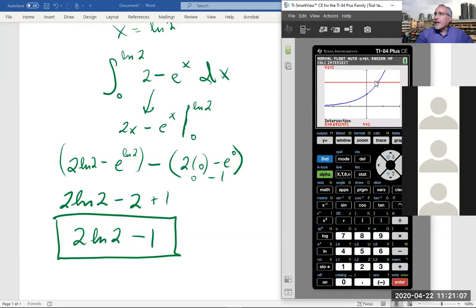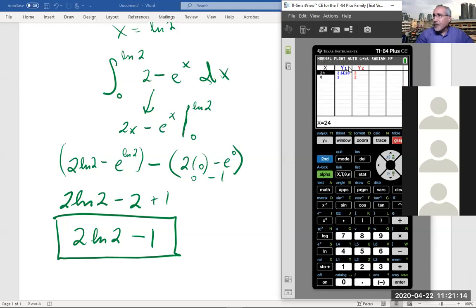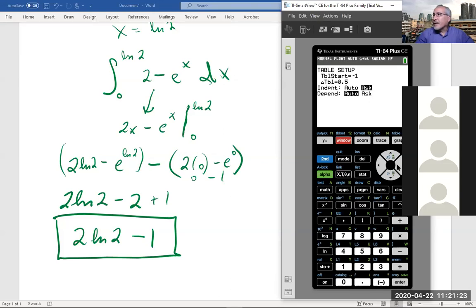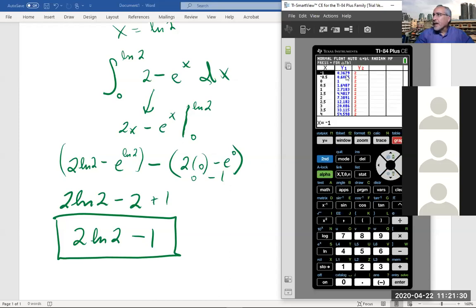The other thing, if you're having a hard time with the lines, is you can go to the table, second table. Notice we've got Y1 and Y2. Let me go to my table set. Let's make it auto. I can see that Y1 is below Y2 because it's smaller, and then I can see after 1, it crosses over.